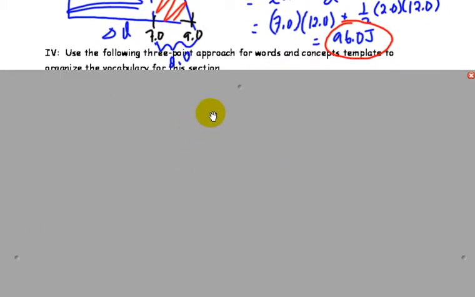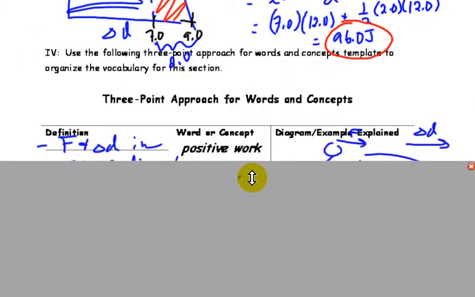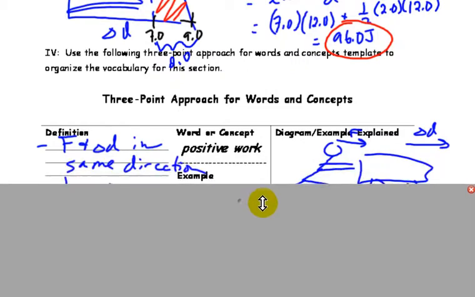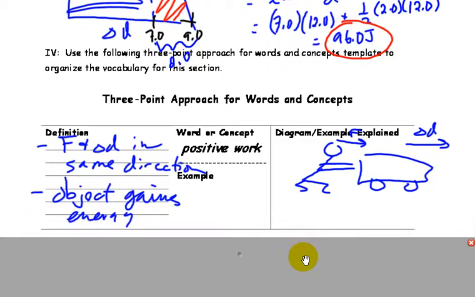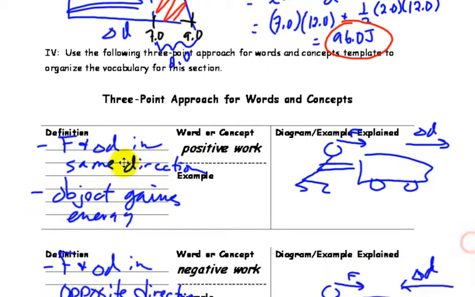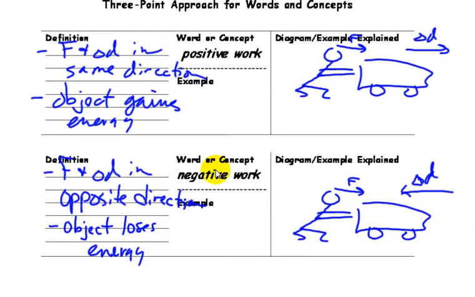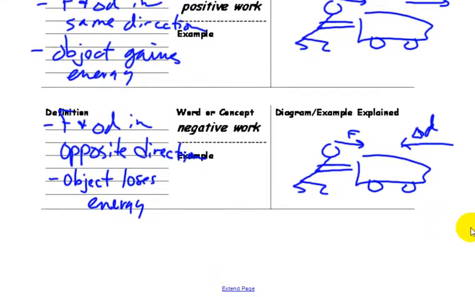Okay, so that's it. So we had 3 basic things with there. The component of a force, positive and negative work, and of course the graphical way of determining work. So kind of reinforcing that now, positive work, F and D are in the same direction. The object gains energy, whereas negative work, F and D are in opposite directions. The object loses energy.